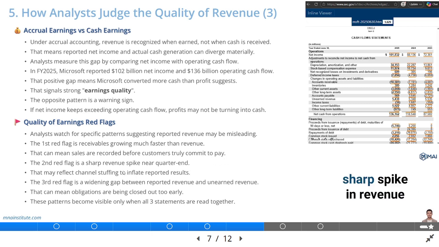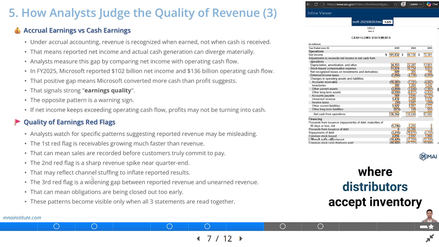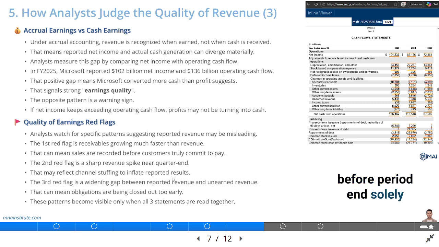The second is a sharp spike in revenue in the final weeks of a quarter, sometimes associated with channel stuffing, where distributors accept inventory before period ends solely to inflate the reported number. The third is a growing gap between revenue reported on the income statement and unearned revenue disclosed on the balance sheet, which can indicate that obligations are being closed out earlier than warranted. Each of these patterns becomes visible only when the income statement is read alongside the balance sheet and the cash flow statement.